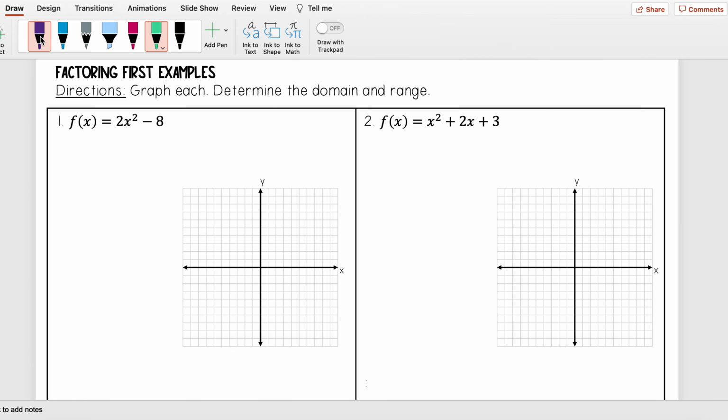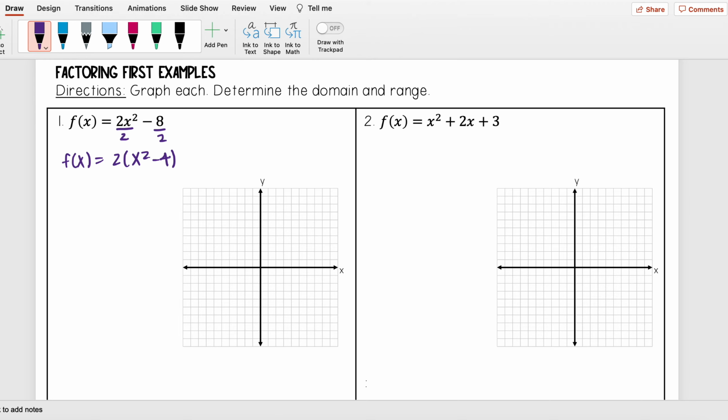Now in this video, we're going to be looking at some that we need to actually factor first. So looking at this first one, I have 2x squared minus 8. I noticed that I do have a GCF of 2, so I want to go ahead and divide out the 2 first. And so I get that f of x is equal to 2 times x squared minus 4.